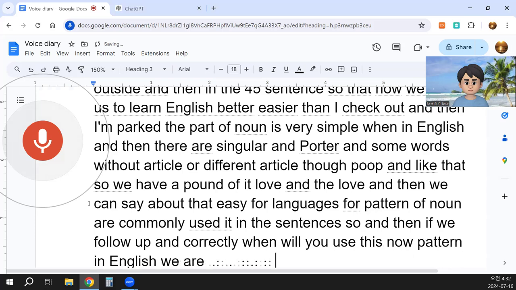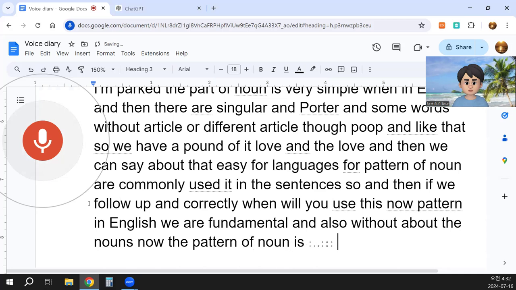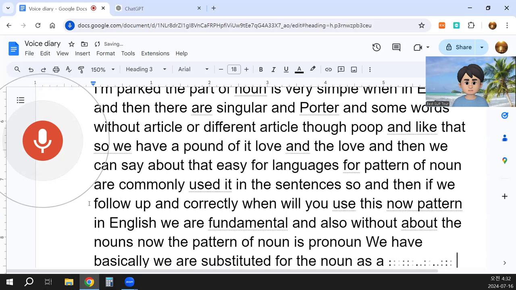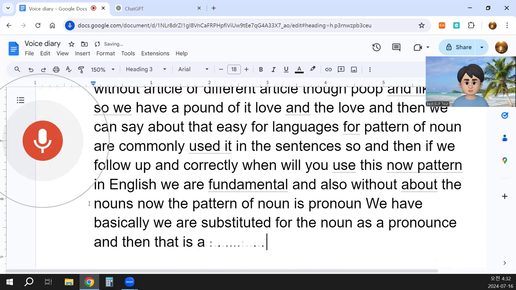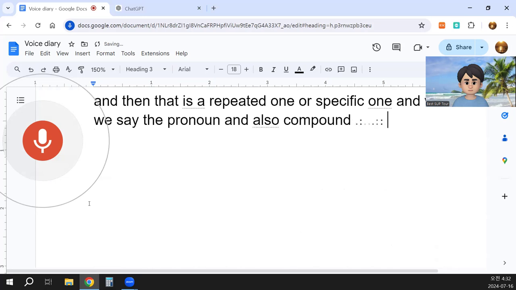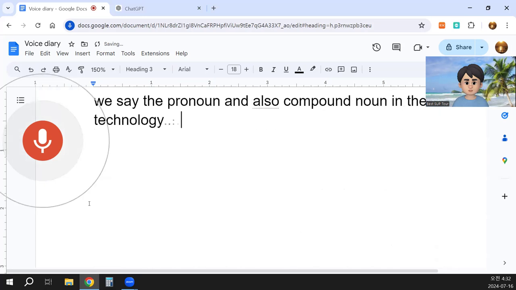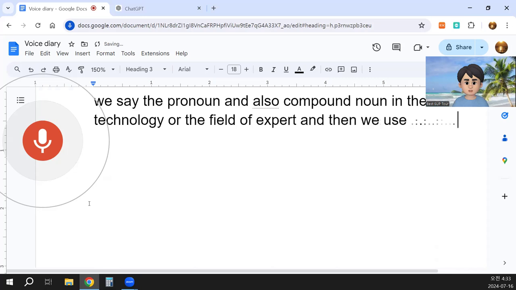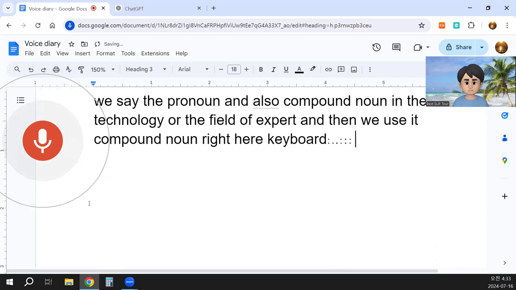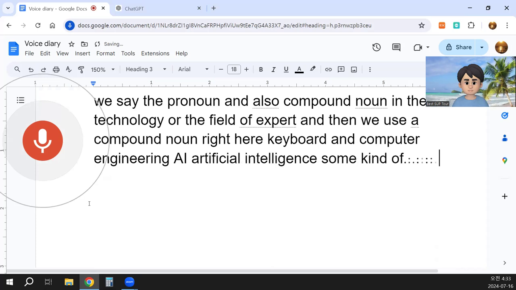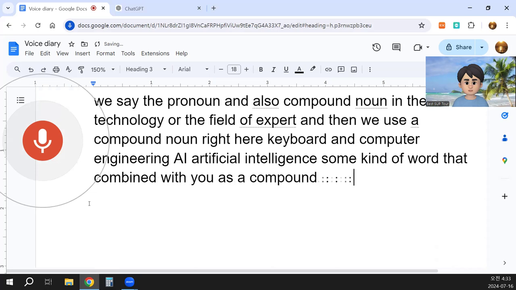Also, another pattern of noun is the pronoun. Basically, we substitute a pronoun for the noun, for a repeated one or a specific one. And also the compound noun. In technology or expert fields, we use compound nouns like keyboard, computer engineering, AI, artificial intelligence, some kind of words combined as a compound noun.